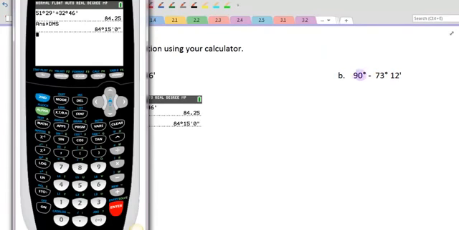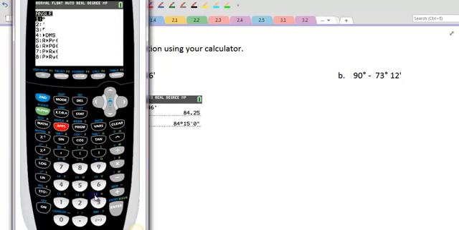This time I'm going to take 90 degrees and subtract 73 degrees, 12 minutes. So I would hit 90 degrees, so second apps, number 1, minus 73 degrees, 12 minutes. Second apps, number 2, enter. It gave it back to me again as a decimal value, but I want to return it in degrees, minutes, and seconds, so we're going to convert it.